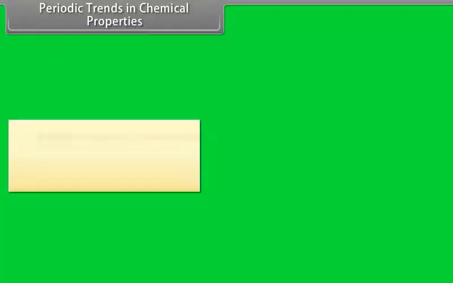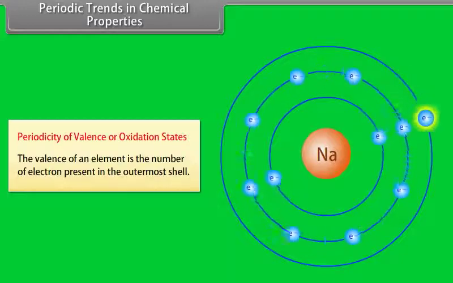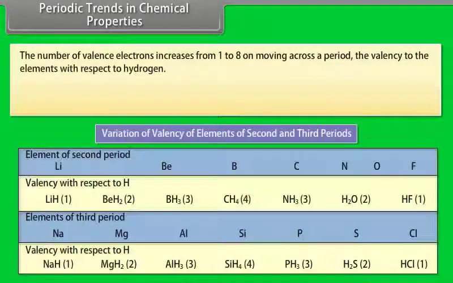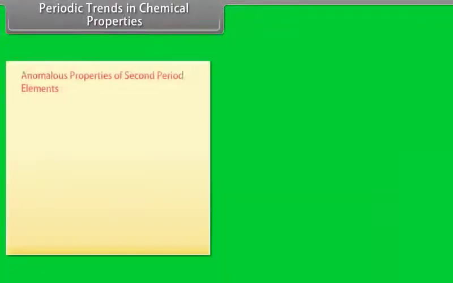Periodic trends in chemical properties. Periodicity of valency or oxidation states. The valency of an atom is the number of electrons present in the outermost shell. The number of valency electrons increases from 1 to 8 on moving across a period. The valency of the elements is also considered with respect to hydrogen. On moving down a group, the number of valency electrons remains the same, and therefore all the elements in a group exhibit the same valency.